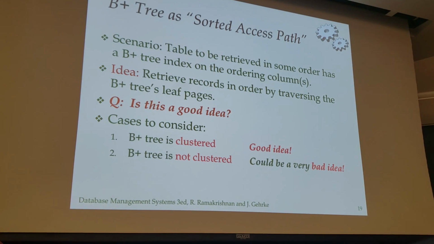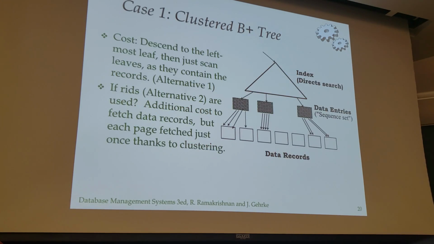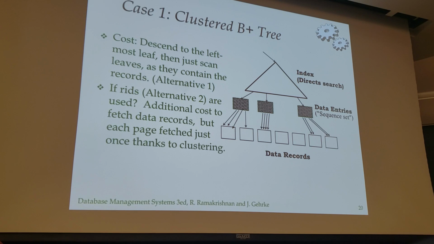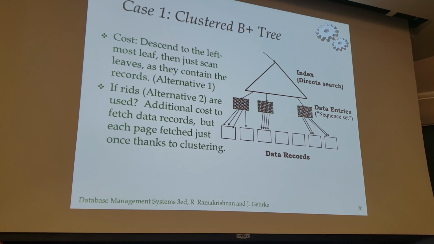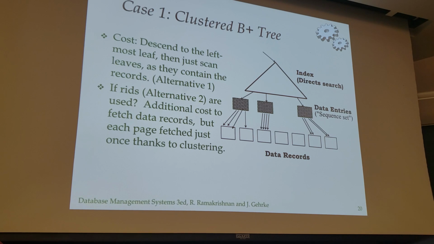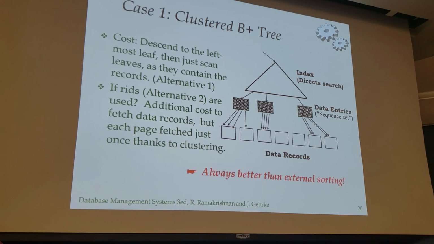What if the B tree is not clustered? Not such a good idea in practice. If it's clustered, you go down to the left-hand side and you just walk through the leaves in order. You get the data in order, and you only have to touch each page once, so that's kind of good. If the data is there, terrific. If the data isn't there, then you're going to be using the RIDs to get the data, but you only touch each page once. Okay, so that's kind of neat.